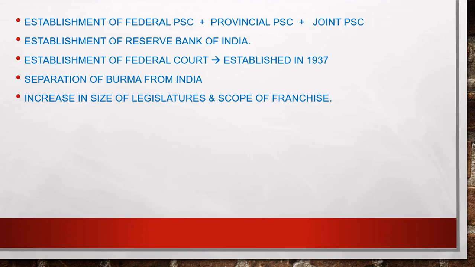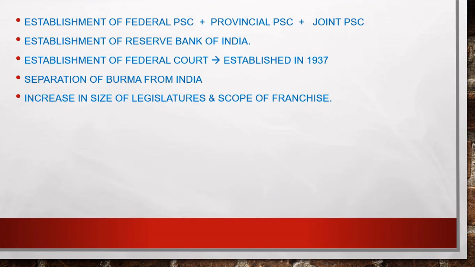Now, this act also provided for the establishment of the Reserve Bank of India. So friends, the RBI was established by the Government of India Act 1935. And why was RBI established? RBI was established to monitor the flow of currency and other things related to currency in the country.